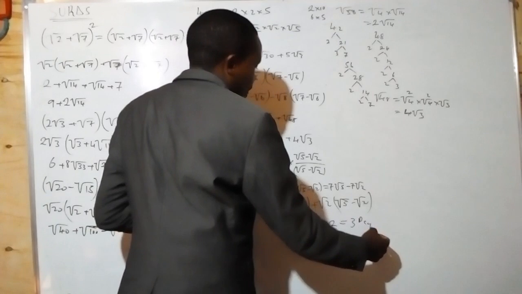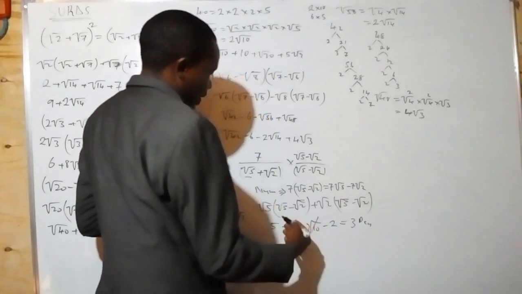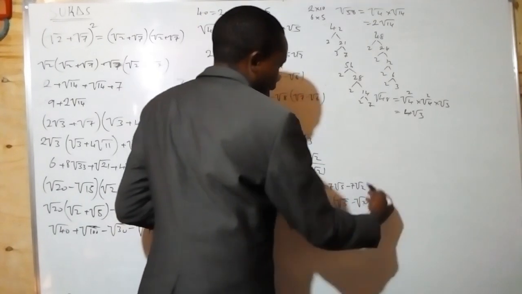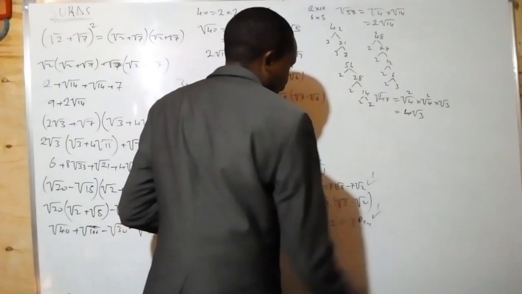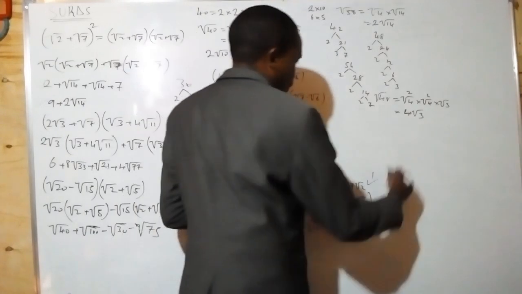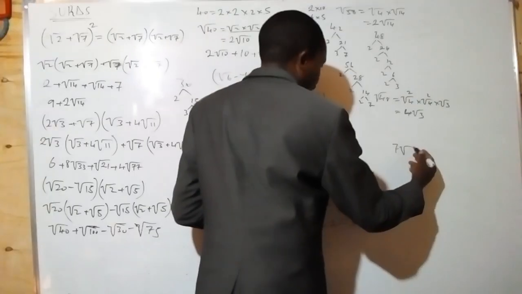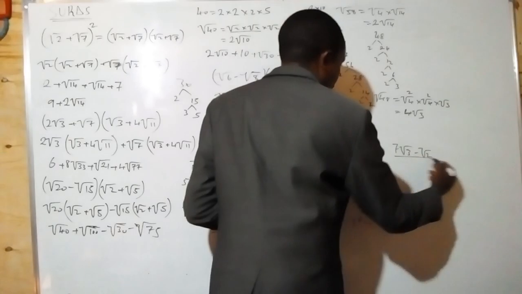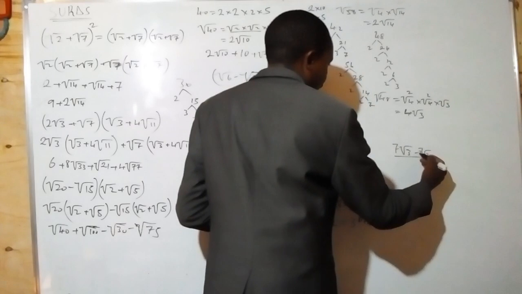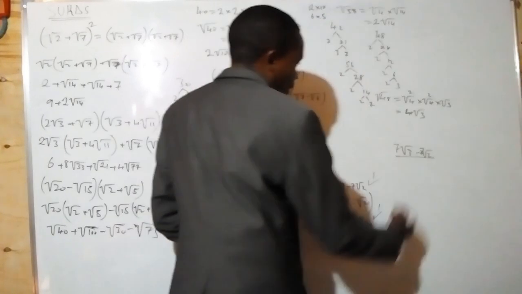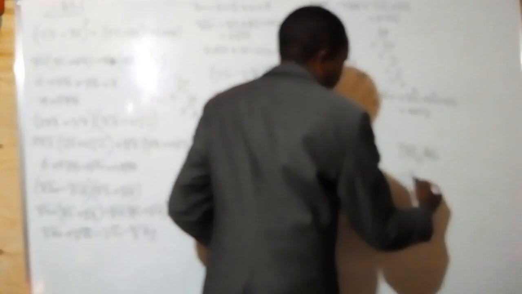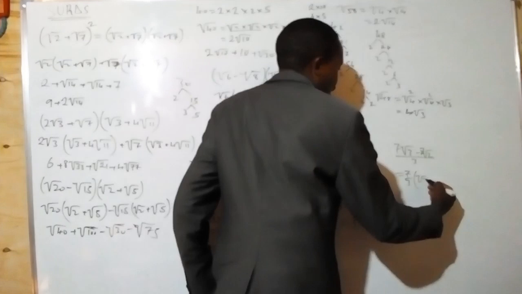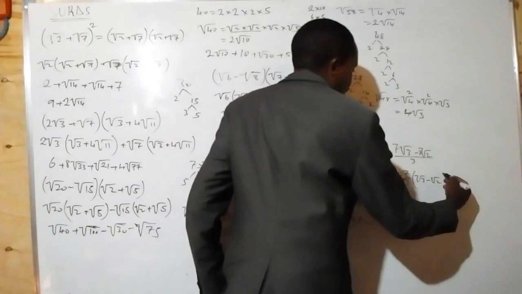Numerator, where is our numerator? Our numerator, it's here. 1 mark. Then you combine them to have 7 root 5 minus 7 root 2 all over 3. Yeah, we had 7 here over 3. This is the same as 7 over 3, open the bracket, root 5 minus root 2. Good.